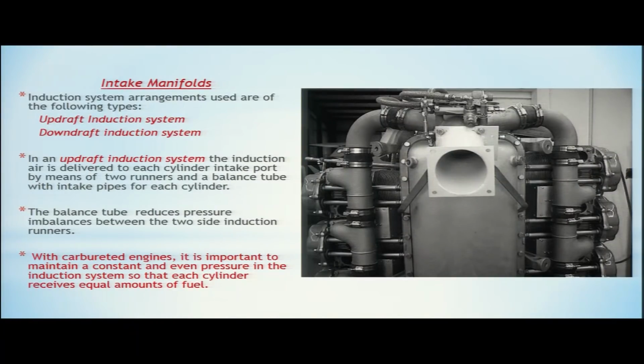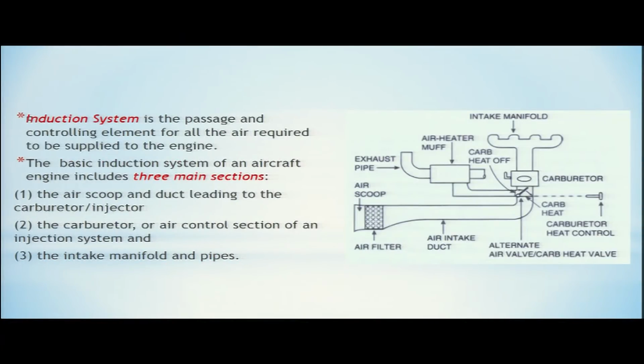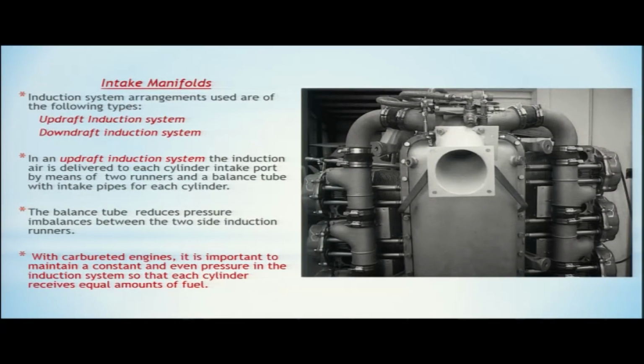Now, coming to intake manifolds. So we have seen, coming back to the first slide, what is an air scoop, what is an air filter, what is a duct, we have read about an alternate valve, we have also read about carburetor heat, we have seen what is a carburetor heater muff, and now we will see what is an intake manifold. As we have seen, the induction system has three parts: the air scoop and the duct, the fuel air metering unit, the carburetor, and the third part is the intake manifold. So let us see what is an intake manifold.